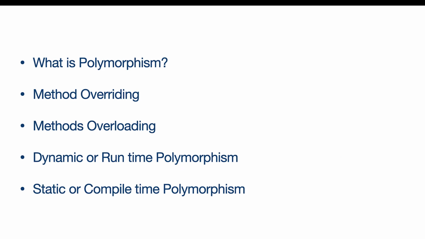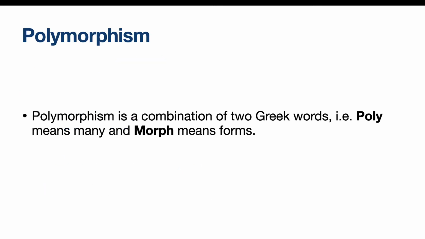So we'll see what is polymorphism, the difference between overriding and overloading, what is static or compile time polymorphism, and dynamic or runtime polymorphism. So what exactly does polymorphism mean?